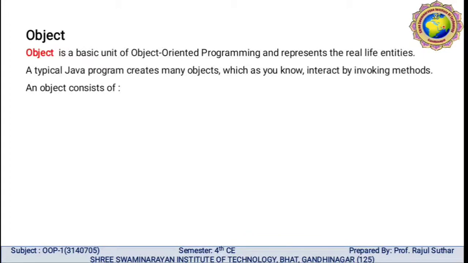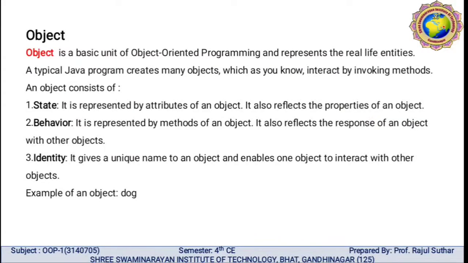Let me discuss object. What do you mean by object? An object is a basic unit of object oriented programming and represents real life entities. Typically a Java program creates many objects which, as you know, interact by invoking methods. An object consists of, first, state. It is represented by the attributes of an object. What do you mean by state? State of an object means it is represented by attributes of an object. It also reflects the properties of an object.